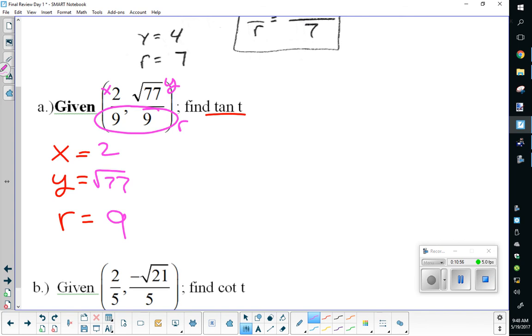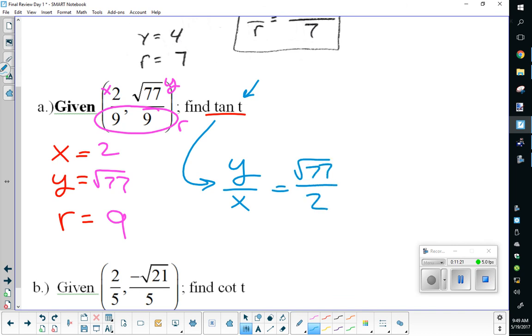This one's an easy one. You don't have to think. You just write stuff down. In the end, we're trying to find tangent. So to find tangent, tangent means what to us? Y over X. I wish I would have done cotangent because it would be a little bit harder. But this one's easy. Y over X is just square root of 77 all over 2. What happens if it were cotangent? It was 2 over square root of 77. You'd have to multiply top and bottom by radical 77.